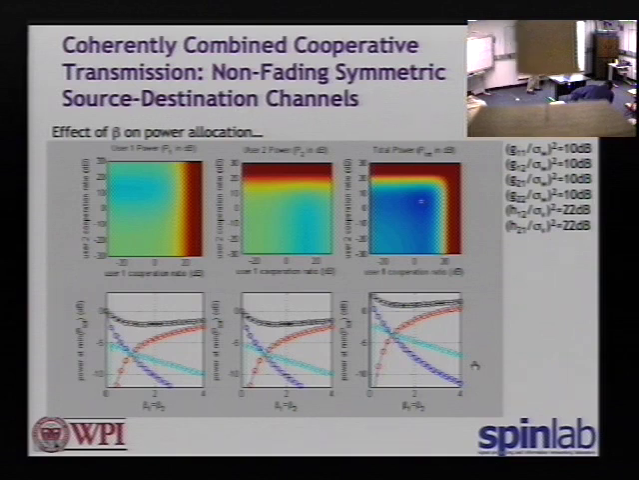But the idea here is that as beta keeps increasing, the amount of cooperative power actually goes down because you're putting more and more power into that second transmission anyhow. So the optimal point turns out to be that you need less and less cooperative power in the second transmission.